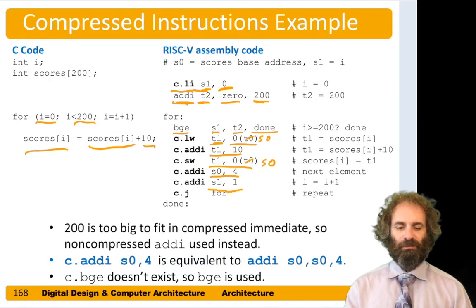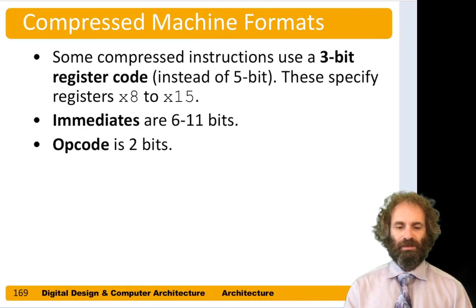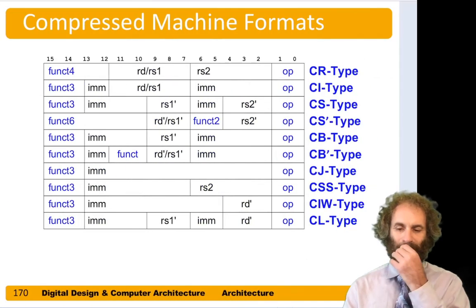So that was an example of a program where many of the instructions were compressed. So to make instructions fit in only 16 bits instead of 32, some compressed instructions are restricted to only using a 3-bit register identifier instead of 5 bits, and those select one of the 8 registers between X8 and X15. Also, the immediates are fairly irregular. They're generally in the range of 6 to 11 bits, depending on how much we can pack in, and the opcode is only 2 bits.